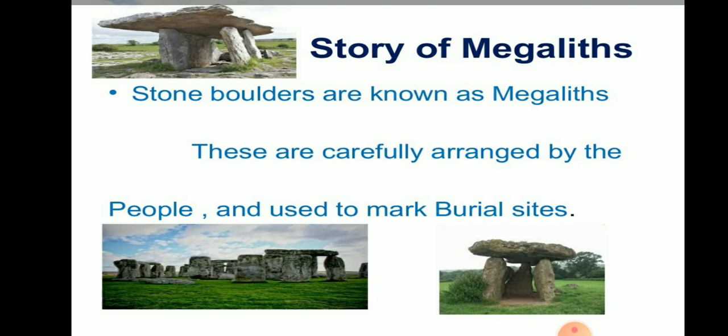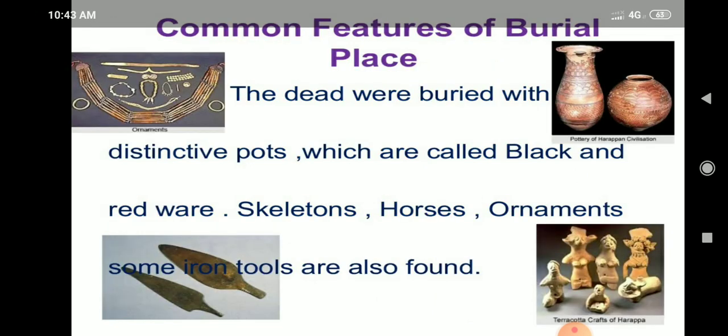Next we move on to some common features of the burial site or burial place. We have pictures here of some common objects found along with the skeleton. The dead were buried with distinctive pots, which are black and red ware, and skeletons, horses, ornaments, and some iron tools are also found. So here we have pictures of the objects found along with the skeleton at burial places.